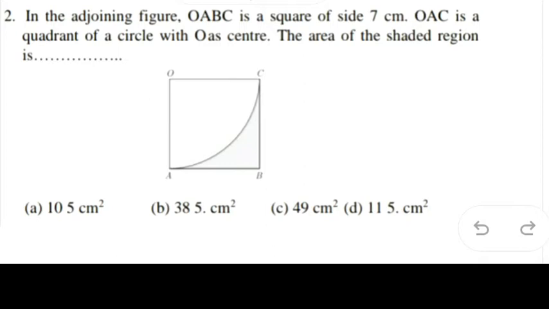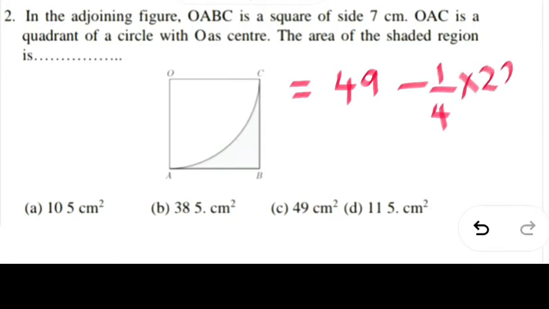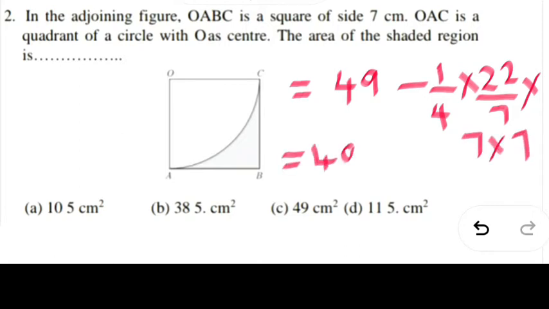Area of the shaded region is equal to area of square minus area of quadrant. Area of square, what is the formula? Side into side, that is 7 into 7, it is 49. Minus area of quadrant, the formula is 1 by 4 pi r square. If you substitute the values, you get 1 by 4 into 22 by 7 into the radius of the quadrant, which is 7, into 7. So, the final answer will be 49 minus 77 by 2.